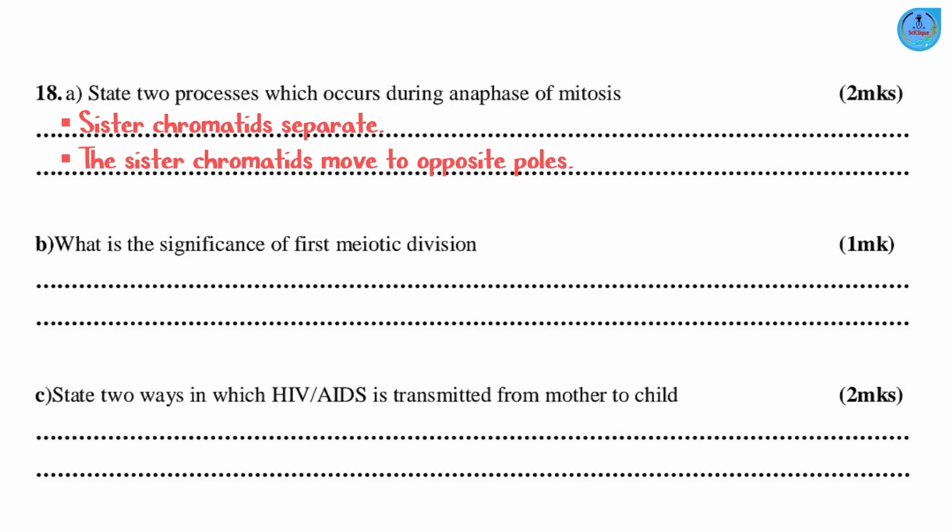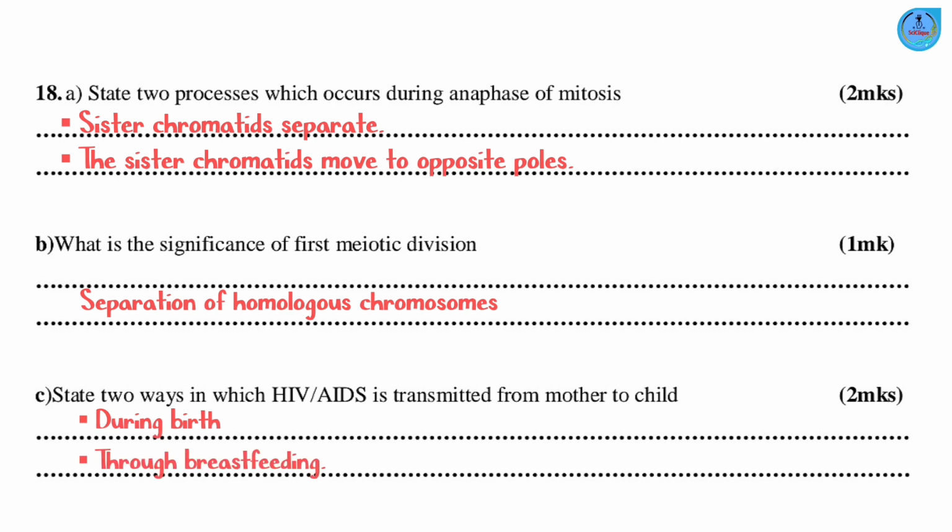Now remember, meiosis occurs in two phases. We have the first stage and the second stage. So the first meiotic division brings about separation of homologous chromosomes. In case you're wondering about the second meiotic division, that brings about separation of the sister chromatids. Now, part C, state two ways in which HIV/AIDS is transmitted from mother to child. Number one, during birth, and number two, through breastfeeding.